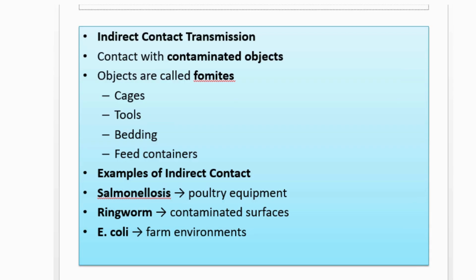So indirect contact transmission is contact with contaminated objects, called fomites, such as cages, tools, bedding and feed containers. Some examples of indirect contact are salmonella, from poultry equipment, ringworm, from contaminated surfaces, and E. coli from environments.